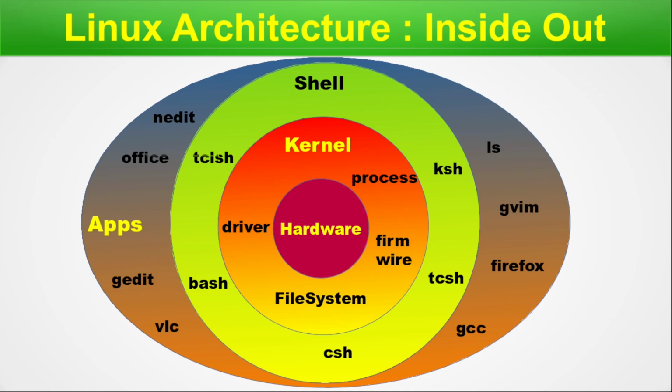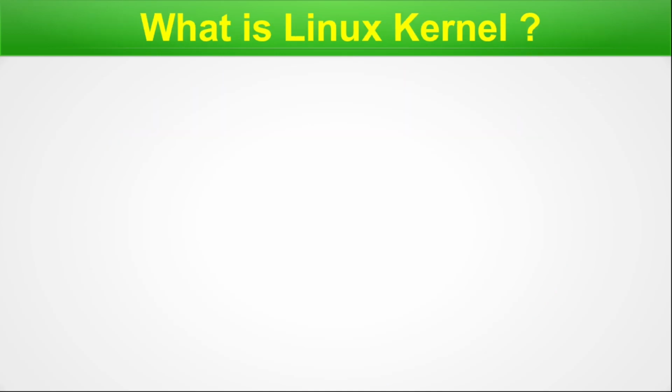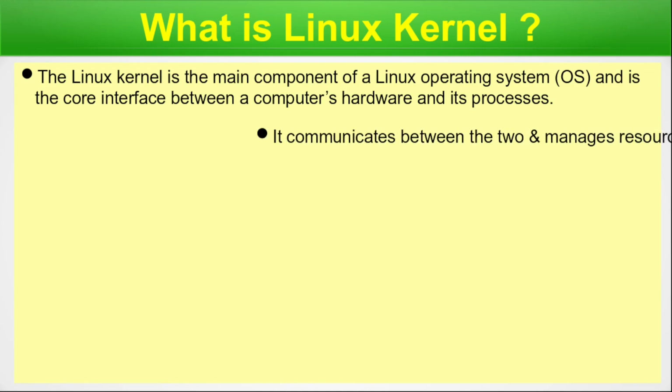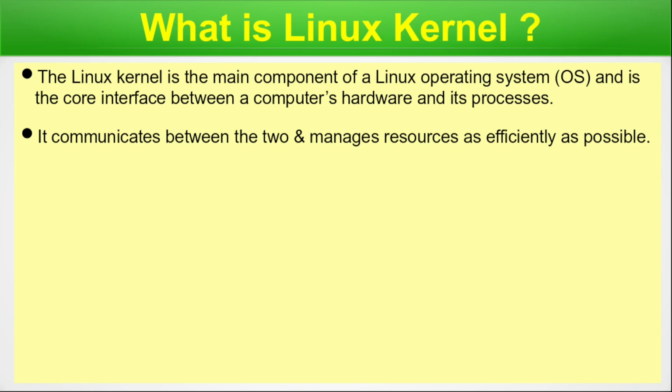Let us move on to the next slide. Now we'll go deeper in the subject. What is kernel? The Linux kernel is the main component of a Linux operating system and is the core interface between a computer's hardware and its processes. From the picture you already know that the kernel wraps around the hardware. Any hardware level communication, that is communication in machine language, machine readable binaries, is done by the kernel. It communicates between the two and manages resources as efficiently as possible.